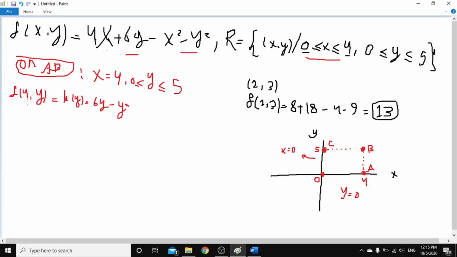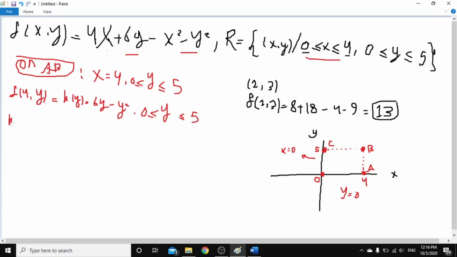Why did I write only those values? Because if you put the 4 here, it's going to be 4 times 4, 16. And the 4 squared is 16. So both of them will cancel. And what's left is 6y negative y square. And then comma, and the region of the y is between the 0 and 5.